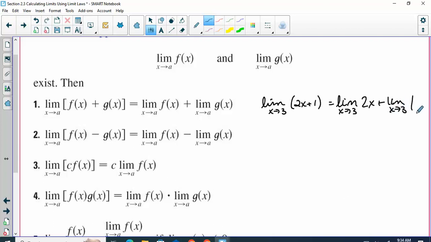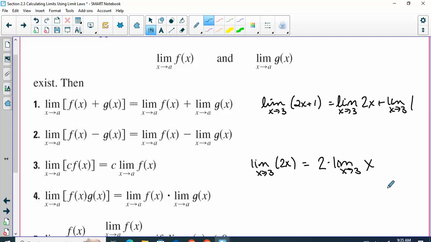If you have things added or subtracted, that's the second rule, we can break them apart and do the limit of each individually. The third one says if you have the limit of a constant times the function, you can pull that constant out in front. So if I have the limit as x approaches 3 of 2x, I could rewrite that as 2 times the limit as x approaches 3 of x. So the coefficients can come out in front.